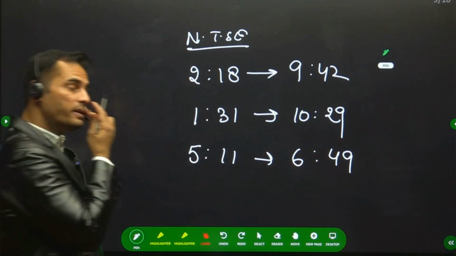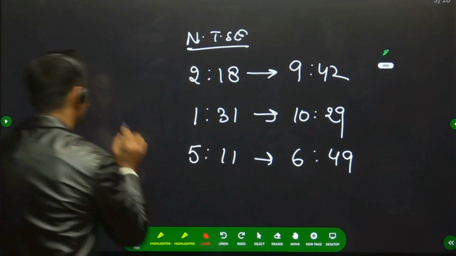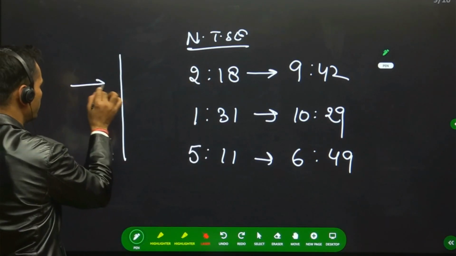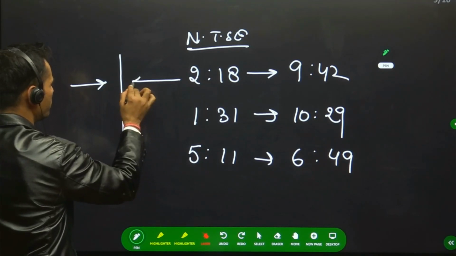What is the logic of mirror image, beta? What is the logic of mirror image? The distance of the object from the mirror is the same as the distance of the image from the mirror.